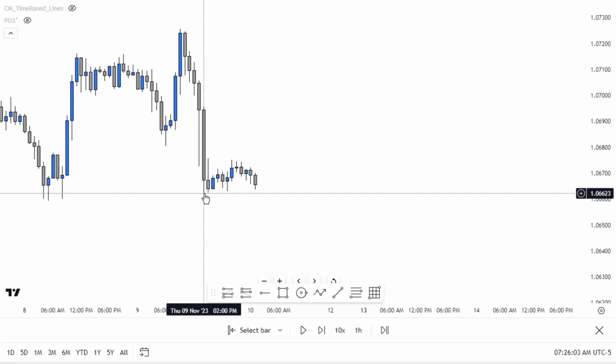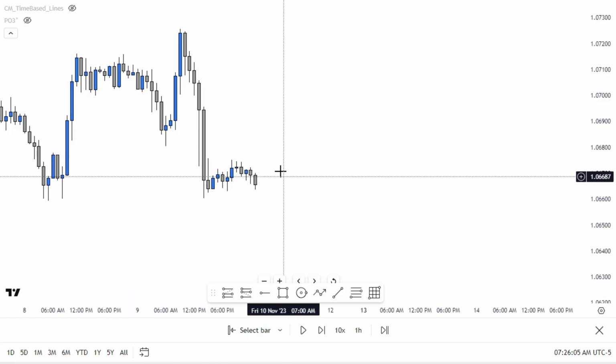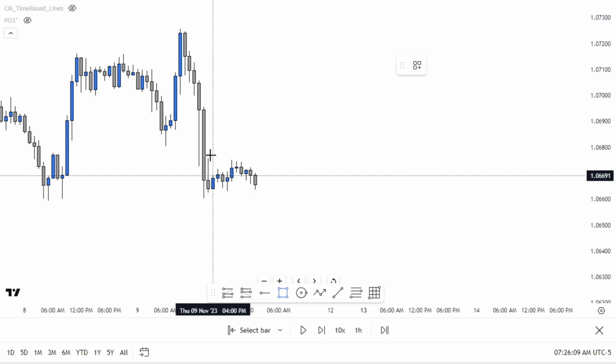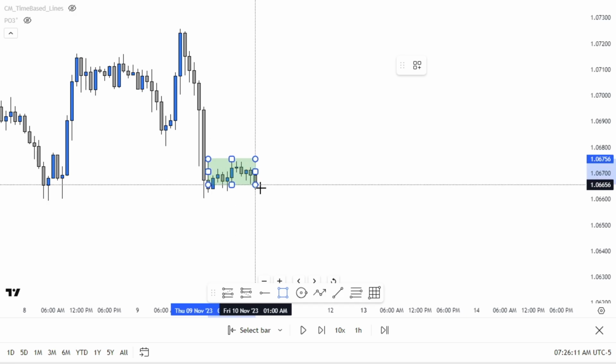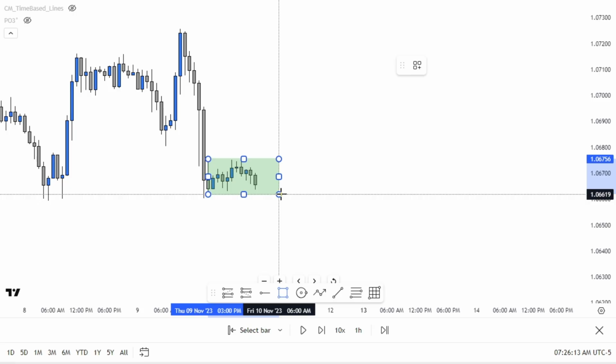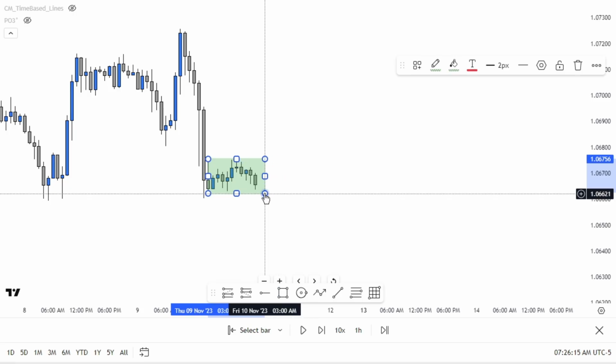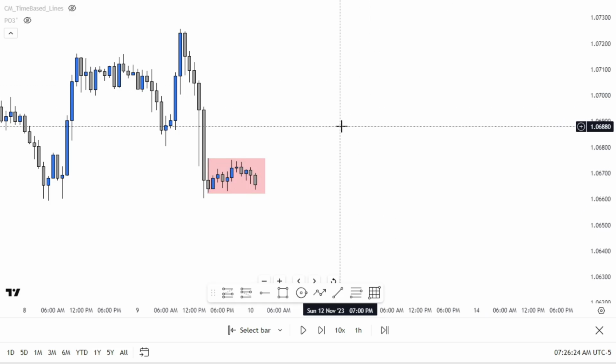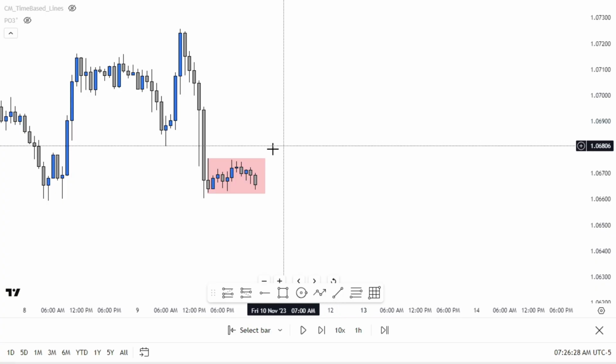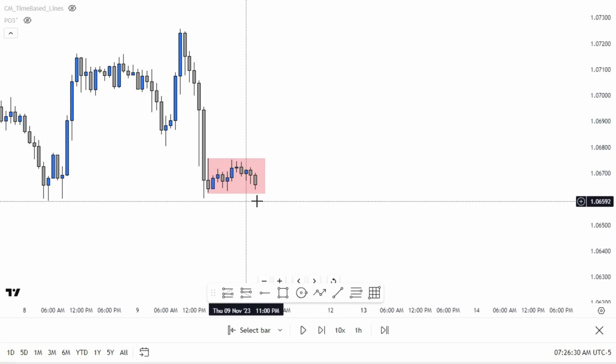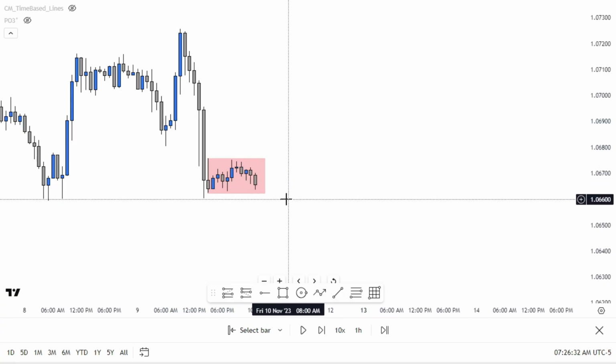And as you see, price is consolidating within this same range, making this the accumulation stage. We'll mark this as red. And in the accumulation stage, we see a lot of consolidation. And that's exactly what price is doing. Price is consolidating within this box.